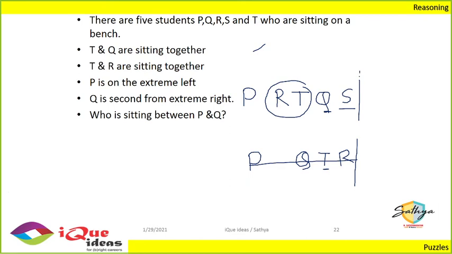The extreme right is the end of the row. Right? So first from the right is this position. Second from the right is this position. Okay. Moving on.